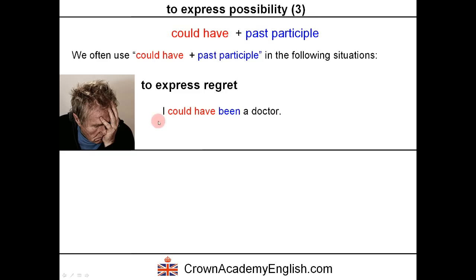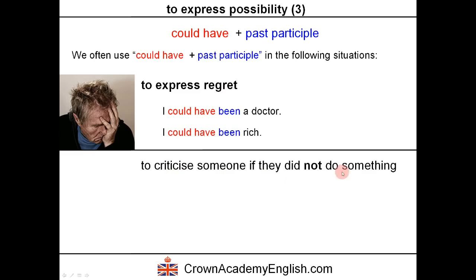But it didn't happen. And so he regrets it. This is always in the first person, I, because we always regret. We're always talking about me or we. So I could have been a doctor. I could have been rich. So he's sad. He regrets his life. So this is could have, and this is the past participle of the verb be. Okay, so this is quite useful. And also, to criticize someone if they did not do something.